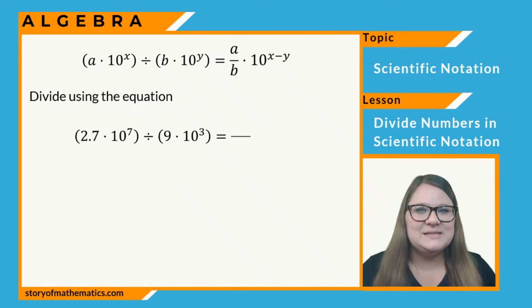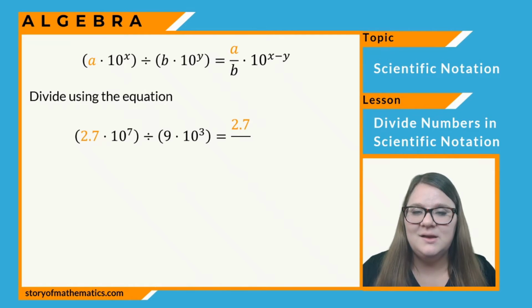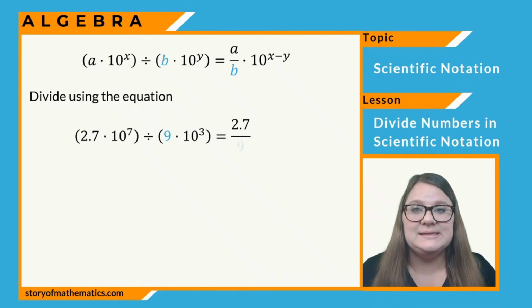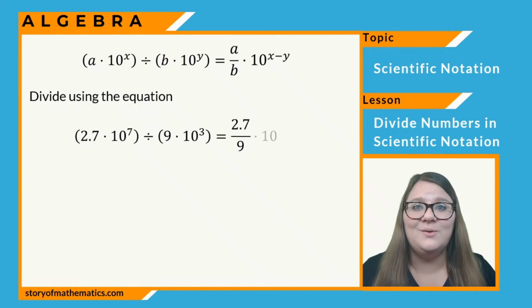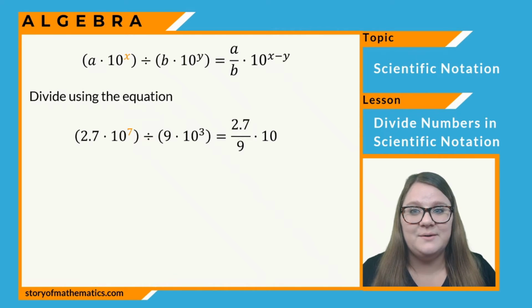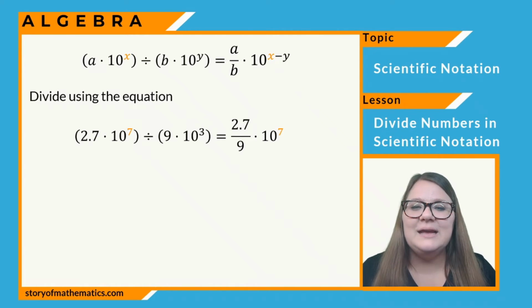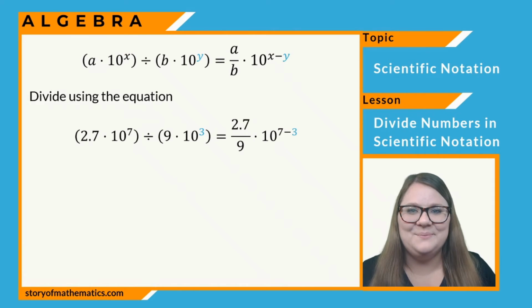I'm going to do the same thing as before. I'm going to start by setting up my fraction, and the top of the fraction is the a value, or the first number inside the first parentheses. So I put 2.7 on the top. Then to find my b value, I take the first number inside the second set of parentheses, which is going to be 9, and put it in the bottom. And then I have times 10 raised to an exponent. That exponent is found by taking the first exponent, which in this case is 7, and subtracting the second exponent, which in this case is 3.